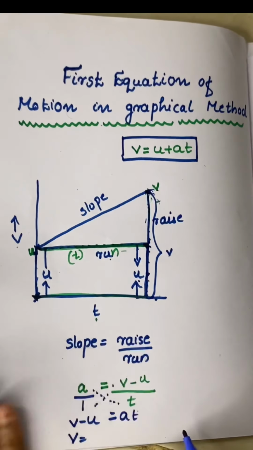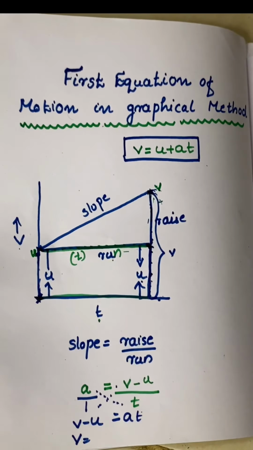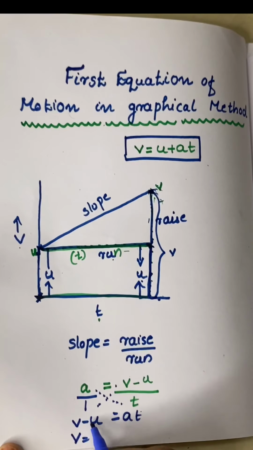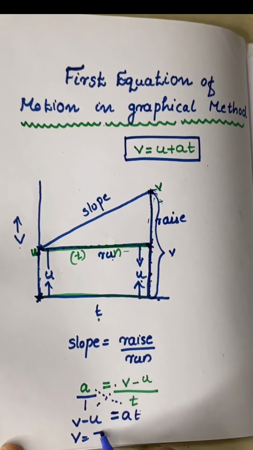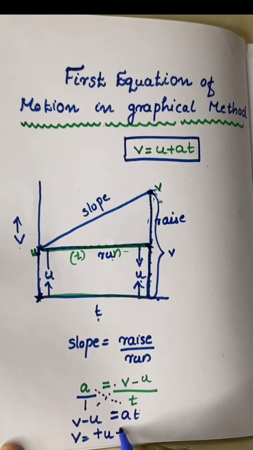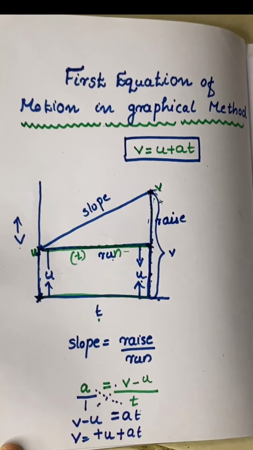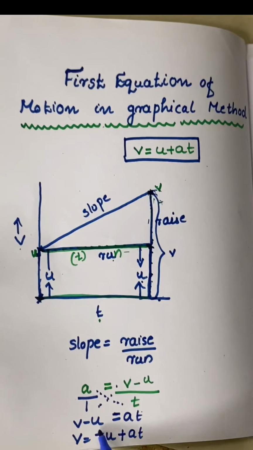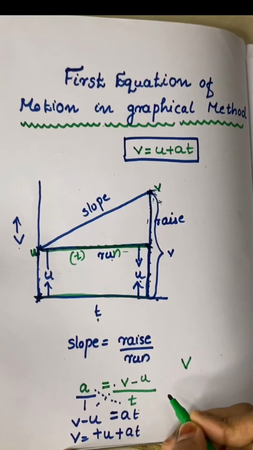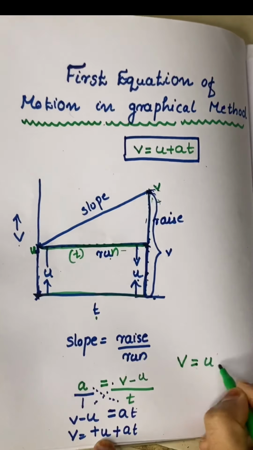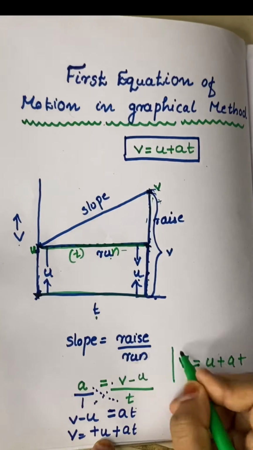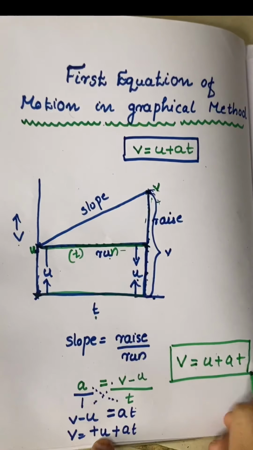V is equal to, this minus u is going to the other side of the equation, so it will be positive u. Negative u going to the opposite side becomes positive u. Then what is the sign of a? Positive at. We don't need to write the plus in front, right? So we derived the equation v equals u plus at from the graph.